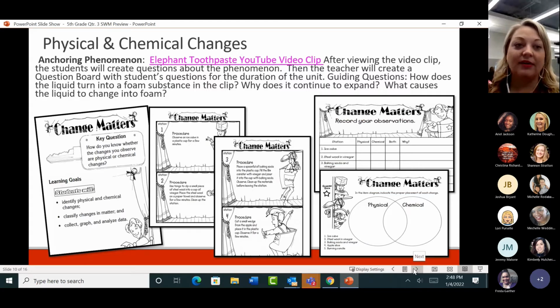So all of these activities are in your physical and chemical change science workshop model unit plan that's posted on CTLS, and I'll show that to you in just a little bit.